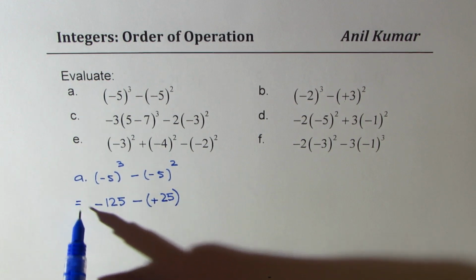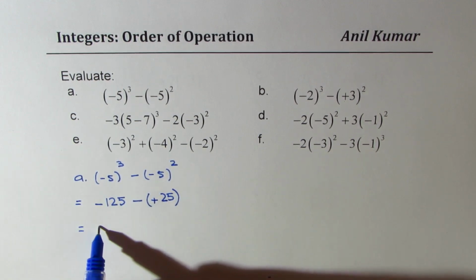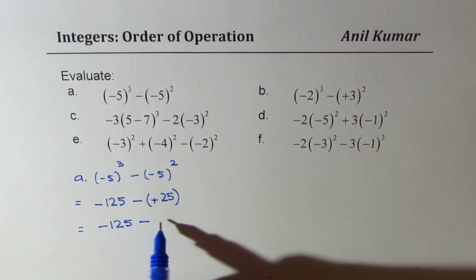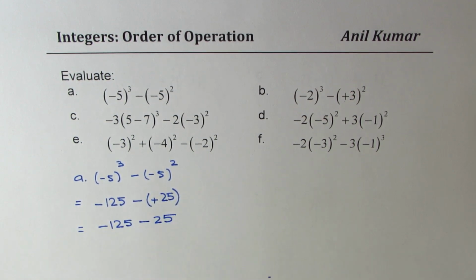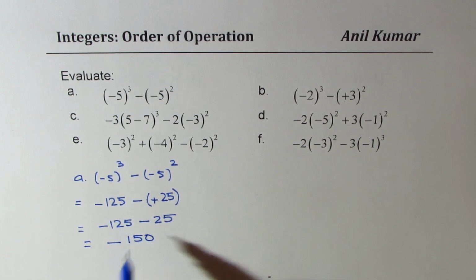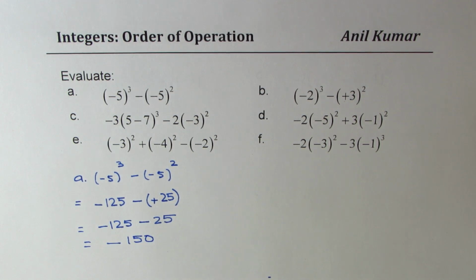Now we can open this bracket and write this as -125 minus 25, since minus times plus is minus. And that gives you a bigger negative number, -150, okay? So that is how you would actually solve such a question. Let's take another example, which is part B.